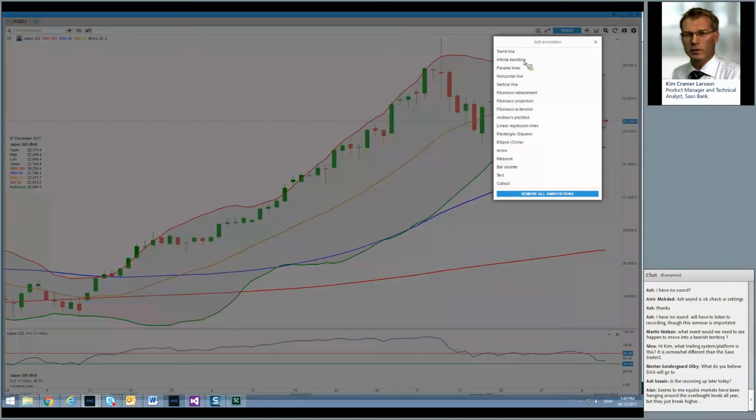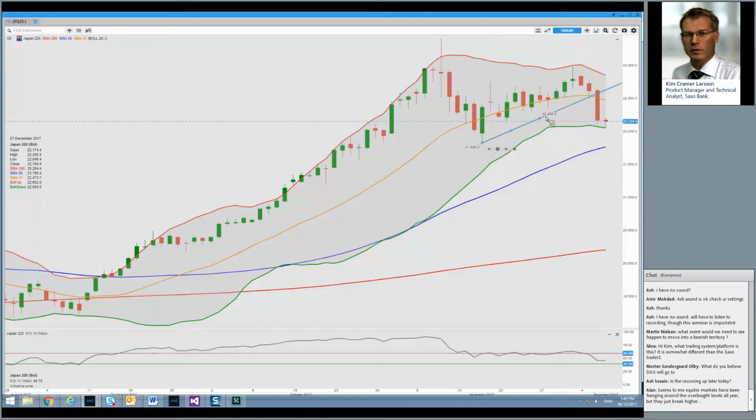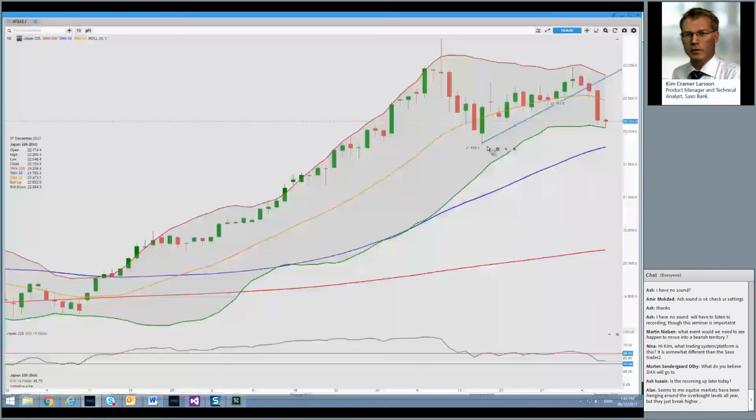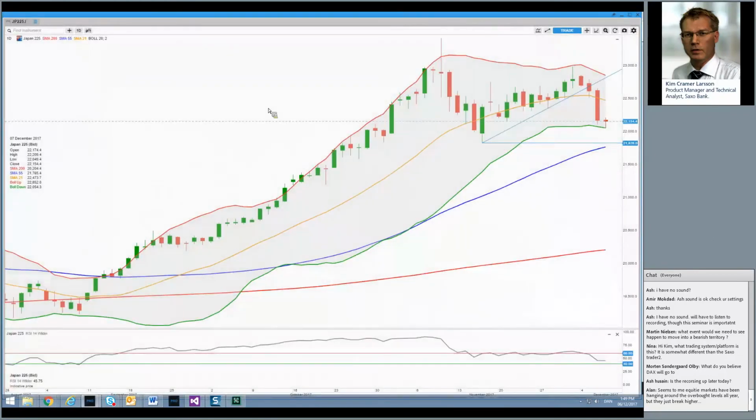So let's draw some trend lines here. Also, we had a break of this trend line, and now you will look out for a close below here. I think we will test that low, 21,820 something. I think we will test that fairly soon.